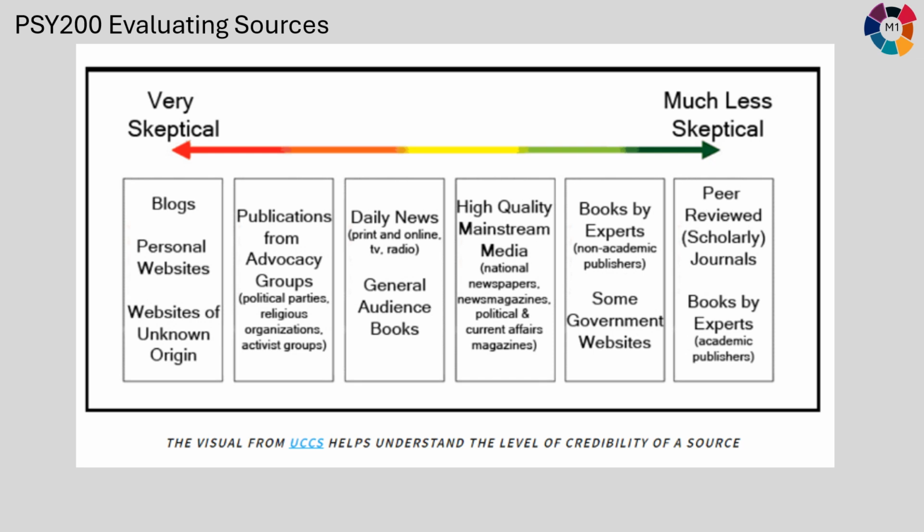Then a little further to the right, we talk about daily news, print and online TV, radio, and general audience books. Here we're talking about someone who writes a book about, say, cognitive behavioral therapy, but maybe they're not licensed as a therapist, or maybe they're not an expert in the field. They're just someone who wants to talk about it. If we want to source that book for our paper or our project, we need to be cautious that we're choosing sources appropriately.